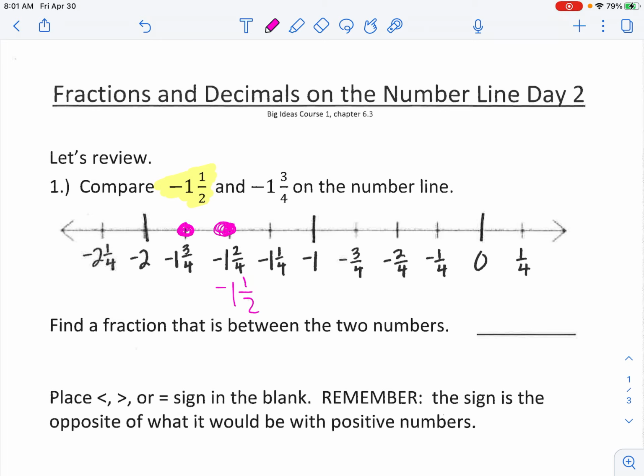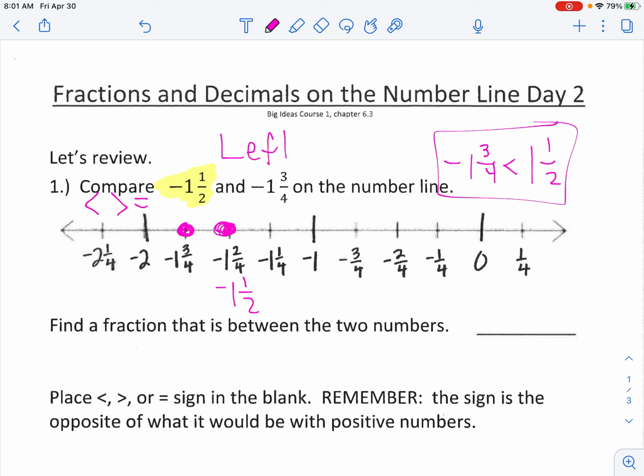Remember, compare means less than, greater than, or equal to. So if I'm going to compare those, I'm going to say -1 3/4 is less than -1.5, because left is less. Numbers to the left are always less than numbers to the right.